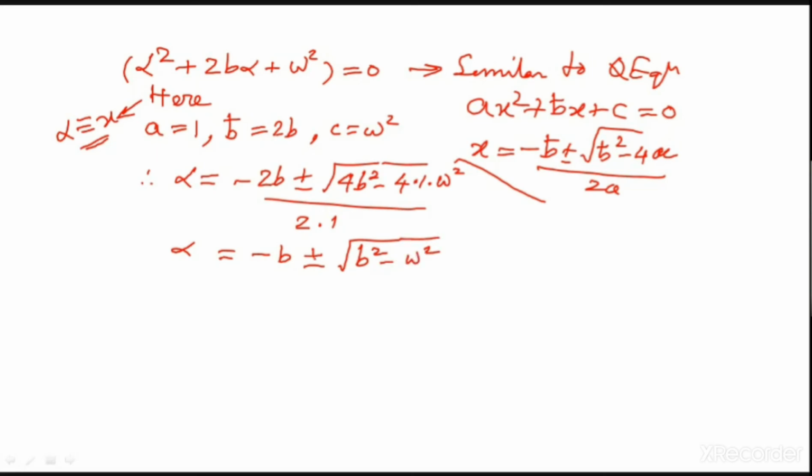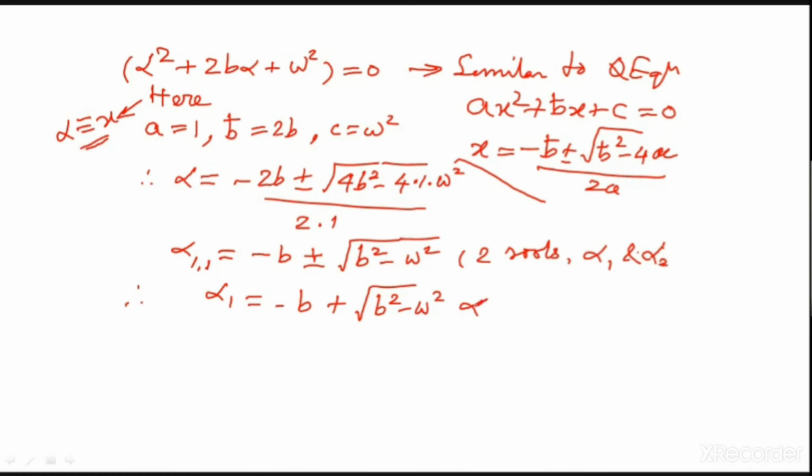So this one is there. It has 2 roots now, that is alpha 1 and alpha 2. So I can write 1 comma 2. What is alpha 1 then? Therefore, alpha 1 is minus b plus square root of b square minus omega square, and alpha 2 is equal to minus b minus square root of b square minus omega square. 2 roots.